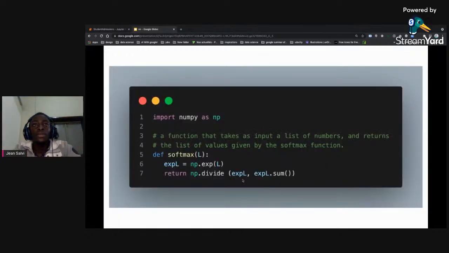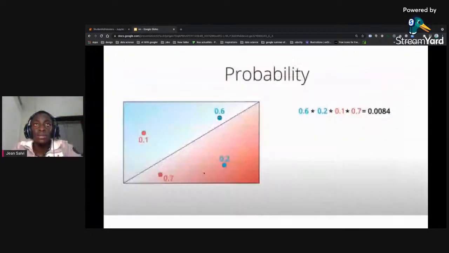If you want to write softmax, I think NumPy has some useful functions, like exponential, and you can write small code to implement softmax.